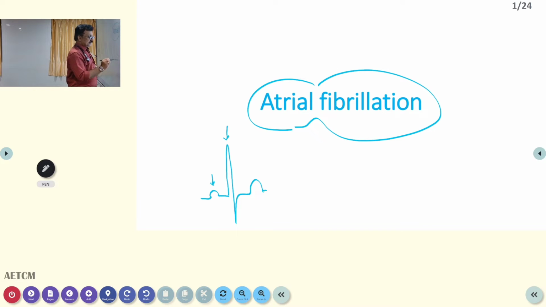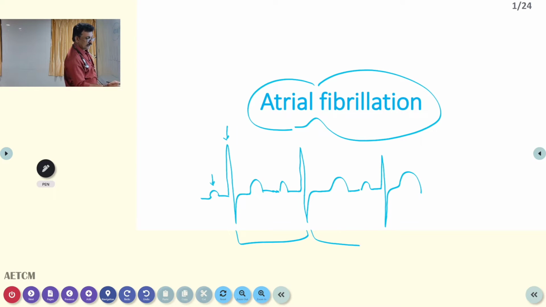Now, the next beat has to come. So, in sinus rhythm, the next beat has to come. PR interval has to be regular. QRS complex comes, then T wave comes, then the next P wave comes. PR interval, QRS complex come, then T wave. So, if you take the RR interval, that has to be equal. And if you take the PP interval, that also has to be equal.